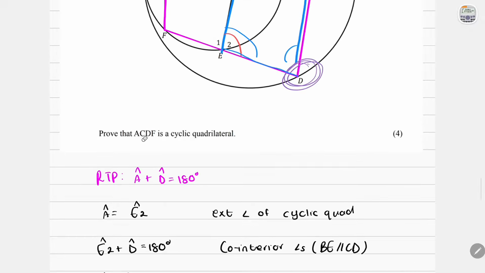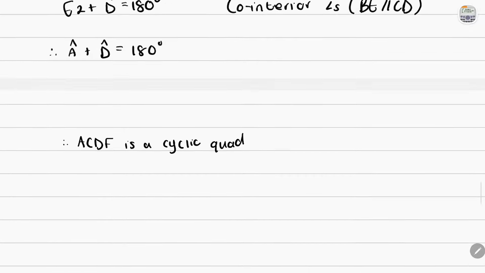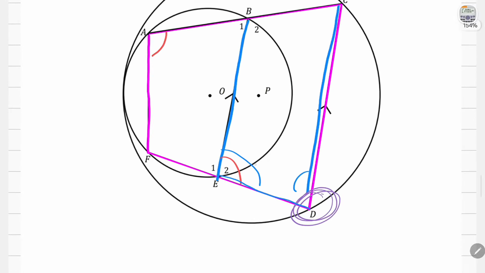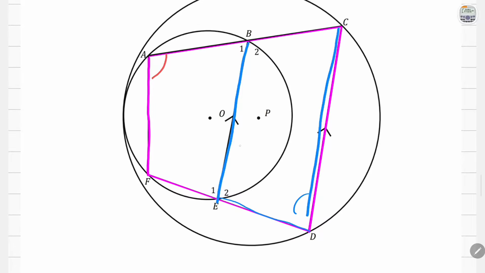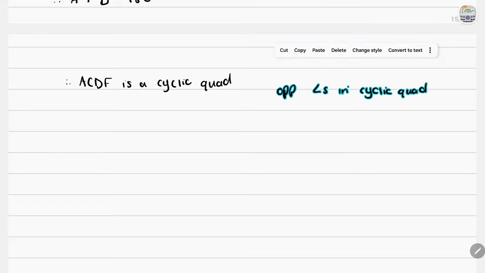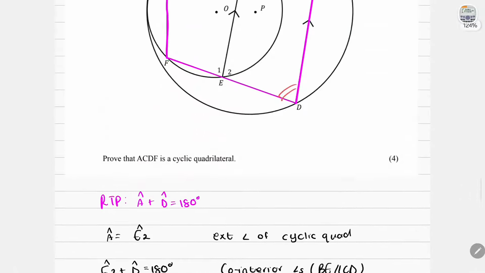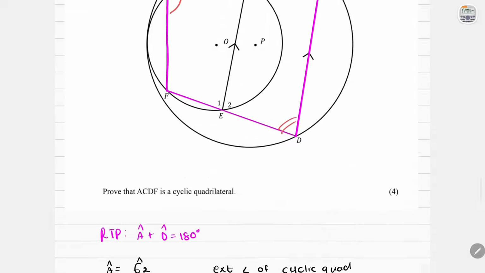So that will prove that ACDF is a cyclic quadrilateral, because we have the opposite angles in a cyclic quad add up to 180 degrees. And there we go. We can just tell them that opposite angles in the cyclic quad add up to 180 degrees. Or we can just call it the converse of the opposite angles in a cyclic quad. So just call it the converse theorem. So converse of opposite angles in a cyclic quad. And that is how we prove that.